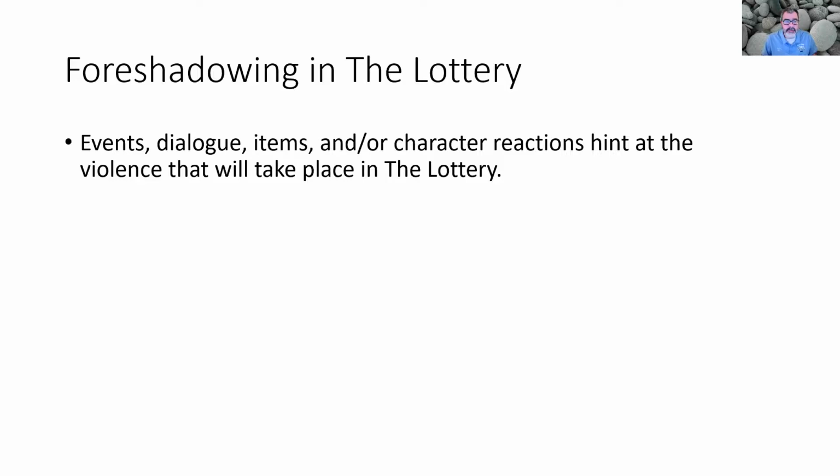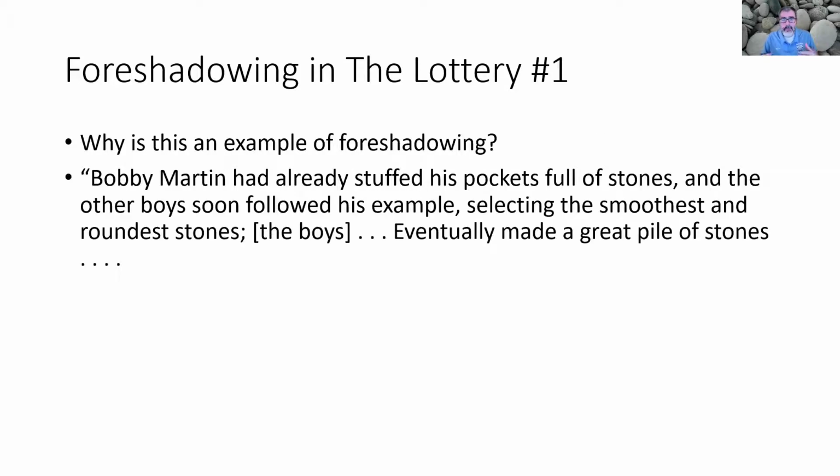So let's move on. So foreshadowing in "The Lottery." Events, dialogue, items, and or character actions hint at the violence that's going to take place in "The Lottery." So Shirley Jackson uses foreshadowing. What's an example?